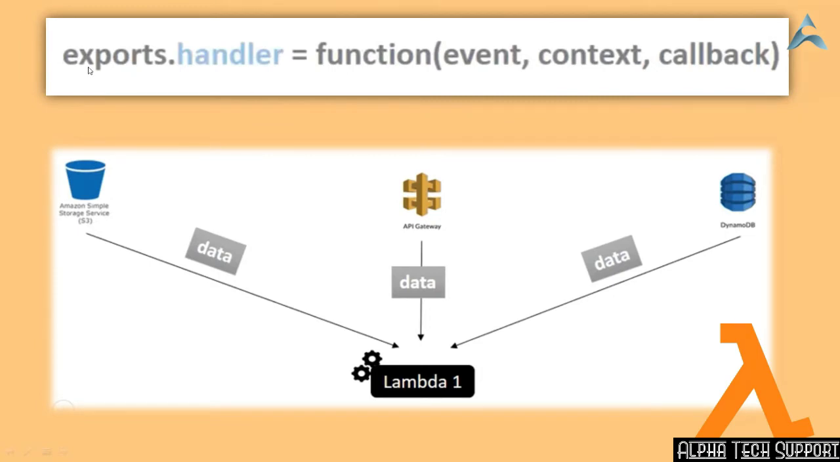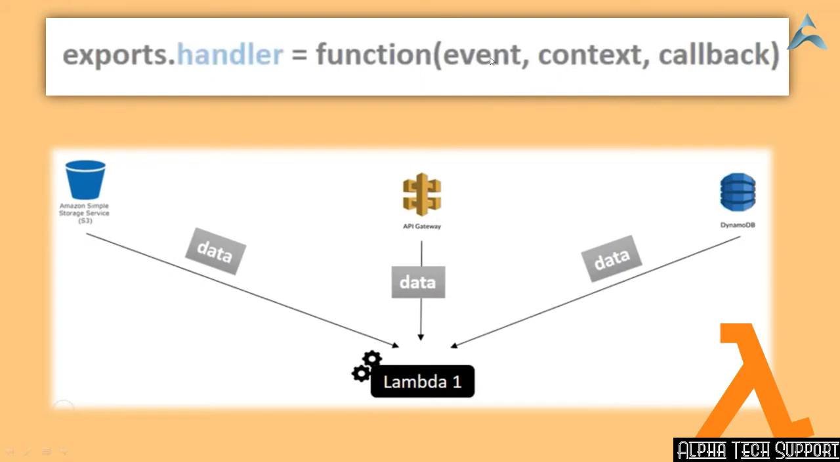So as you can see here, this is the basic syntax for a handler function: exports.handler equals function, event, context, callback. Event, context, and callback are the three objects associated with the handler function that help Lambda perform. Everything which is generated from the trigger gets stored with event.